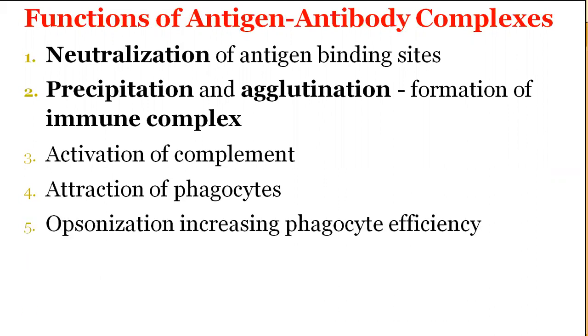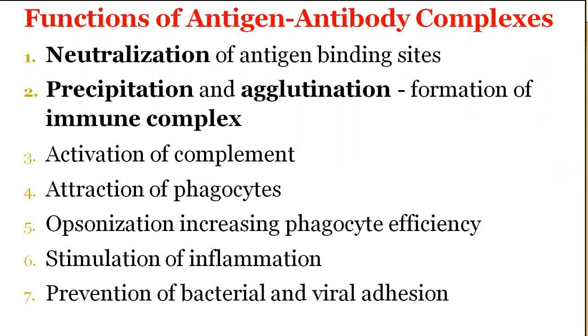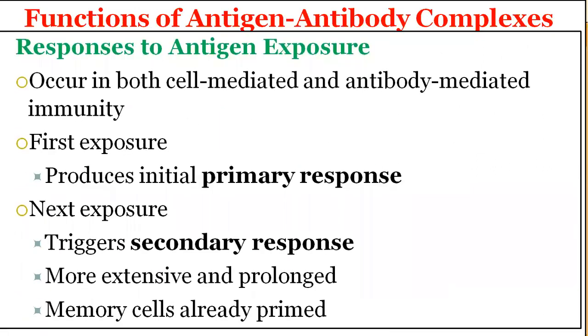On top of that, opsonization, increasing phagocyte efficiency. So you have opsonization that will result into increasing phagocytic efficiency or function of these phagocytes after opsonization of the antigen. Stimulation of inflammation, which is very obvious, and also prevention of bacterial and viral adhesion. Why? It's because the antibody will bind to the antigen binding site. It's the same binding site that the bacteria or the virus can use to bind to the normal cells for them to invade the cells. So if the antibodies are binding there, then they are preventing the bacterial or viral adhesion to other cells.